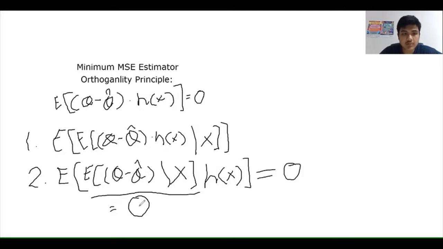So this means that the MMSE estimator fulfills the orthogonality principle from the function that I made. That's all for me. That proves the MMSE estimator fulfills the orthogonality principle. Thank you.